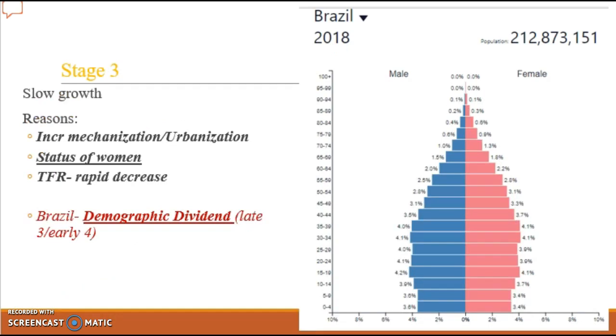Towards the end of stage 3 is where we find Brazil. Again, Brazil has narrowed out from that broad base in stage 2. And again, the factors here: increased urbanization and mechanization. The status of women is moving towards more equality, as women are now pursuing education and careers, which pushes off having children. The total fertility rate, when we strive for gender equity and when we move towards urbanization and mechanization, that TFR rapidly decreases. And again, this shape of Brazil reflects that demographic dividend.